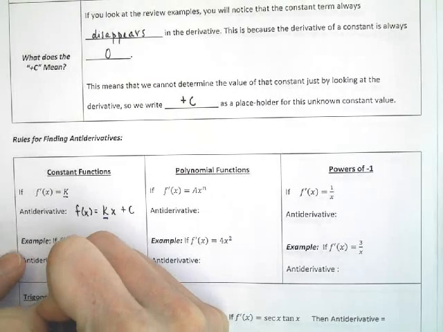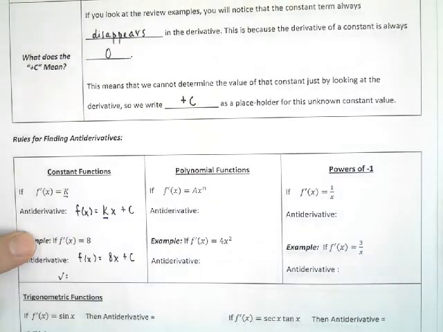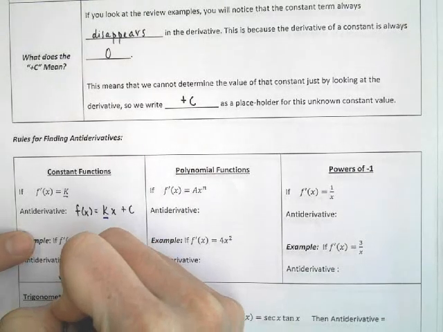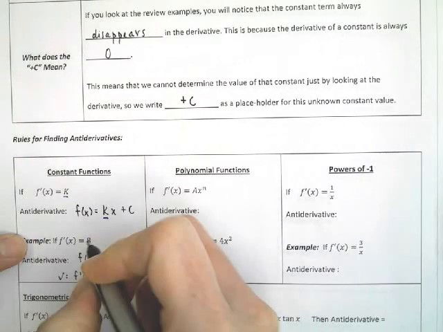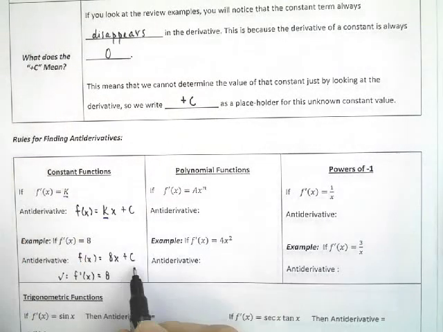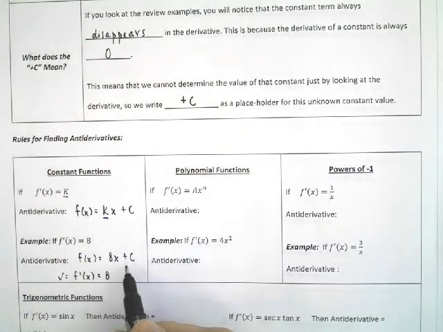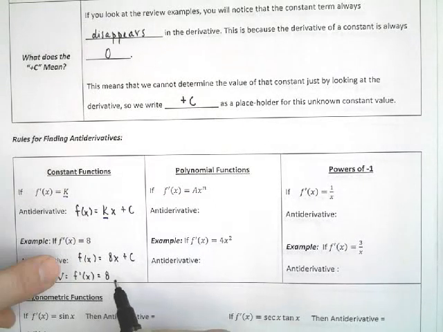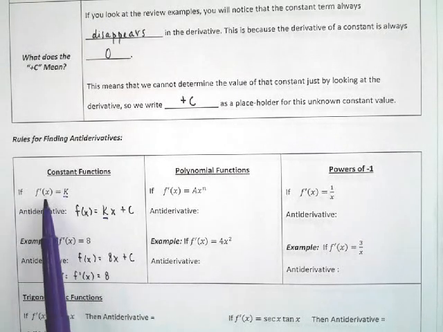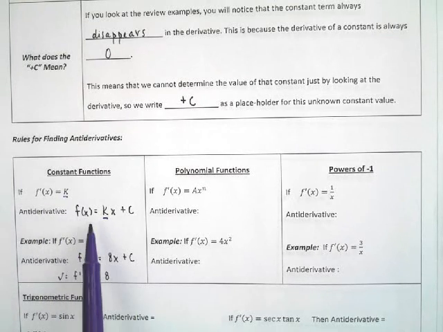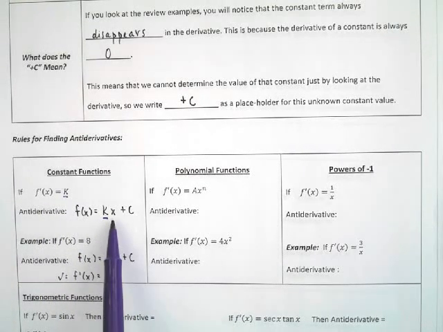If I check that, I can really easily verify that that's correct. If I take my function, the derivative of 8x is just the constant 8. This c is a constant, so its derivative is 0. So I can check that I match my derivative. So this would be my antiderivative here, 8x plus c. In general, if I have a constant function, my antiderivative is going to be that constant times x plus c.